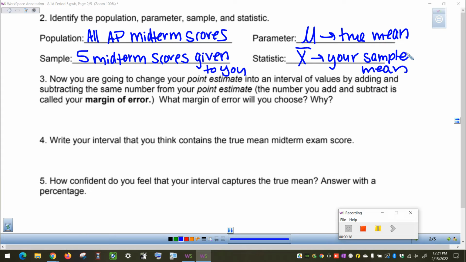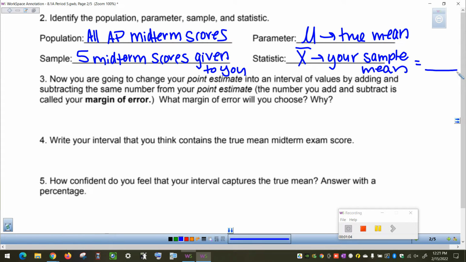Now your statistic, you do have a value that you can fill in the space here. So you should go ahead and fill in the number that you calculated from your 5 scores earlier. And because it is a statistic, it's coming from a sample, we can use the X bar symbol to represent what you got for your sample mean.